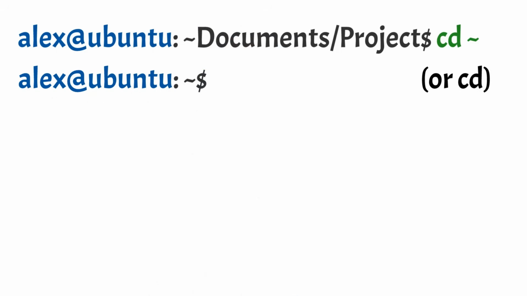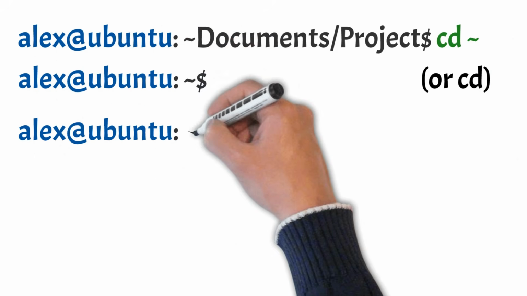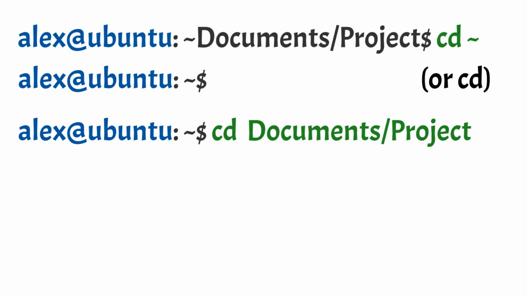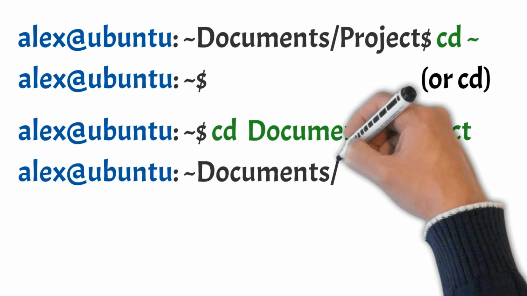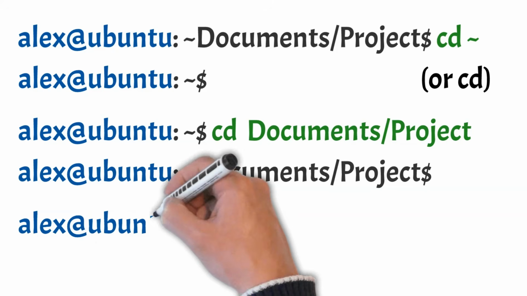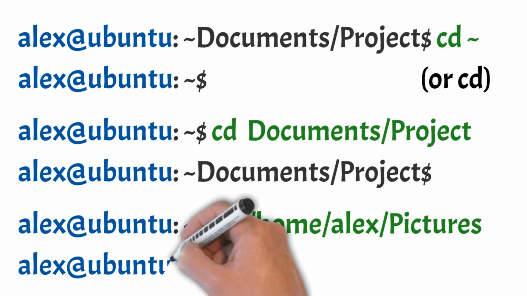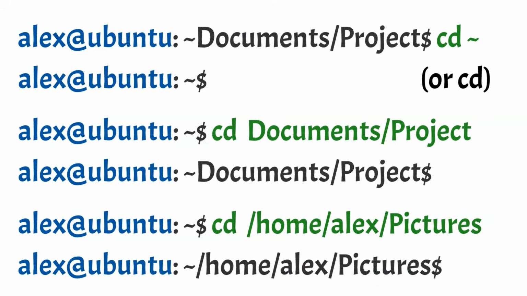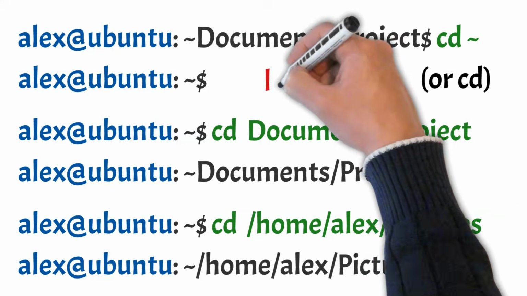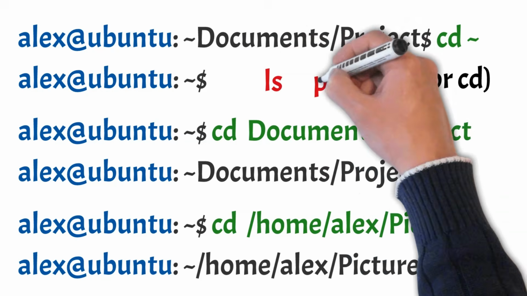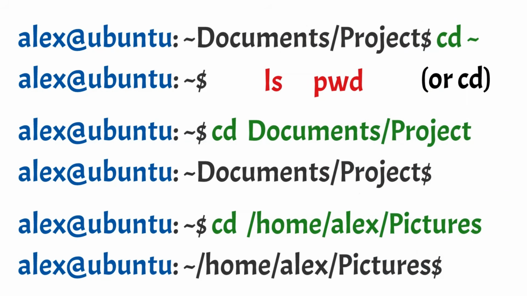with no arguments. You can also move through multiple levels at once, like cd documents/project, or use absolute paths, such as cd /home/alex/pictures, to go directly to a specific location from the root. The cd command is essential for navigating the Linux file system, and it works hand-in-hand with commands like ls and pwd to help you understand where you are and move around efficiently.